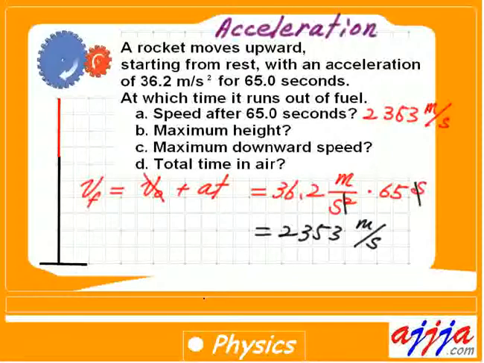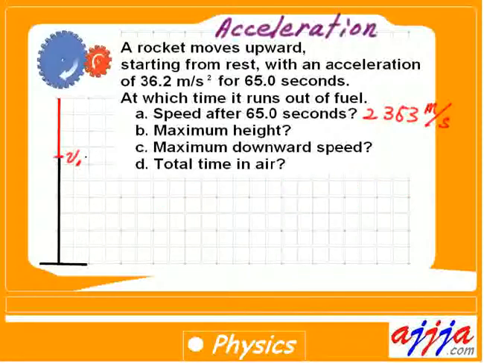So first of all, we have to find out the velocity at this point. I'm going to call it v1. We had that one already, 2,353. So I'm going to write 2,353 right there. That's the speed.